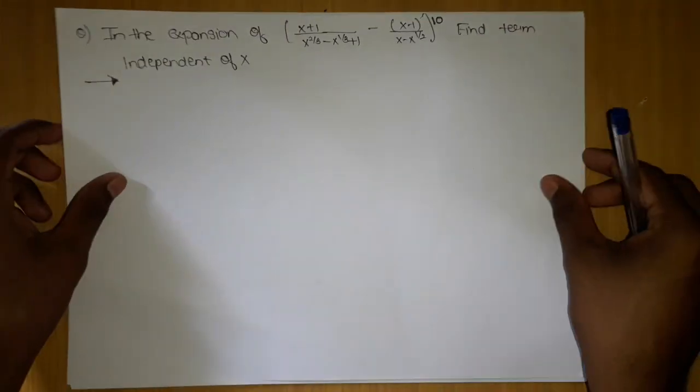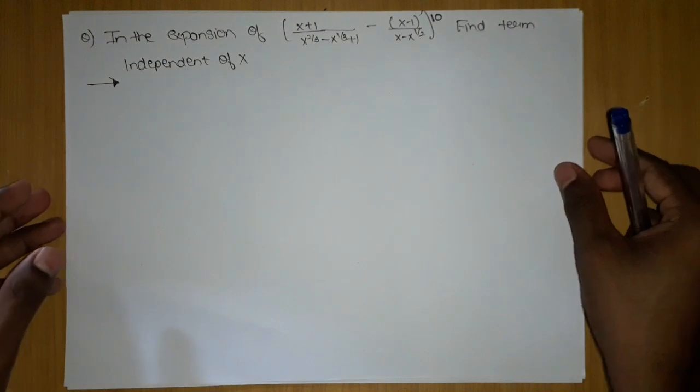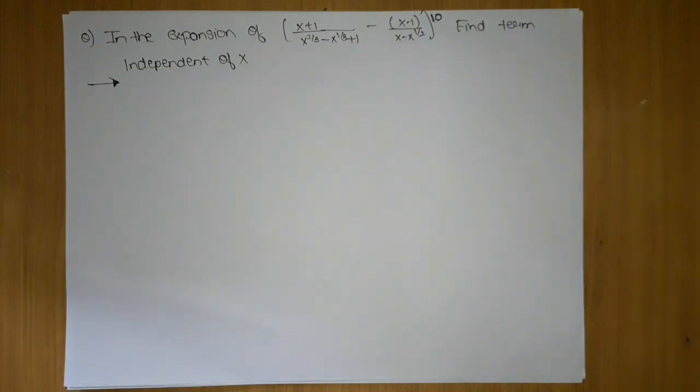So the next question which we are going to do is this. In the expansion of bracket x plus 1 upon x power 2 by 3 minus x power 1 by 3 plus 1 minus x minus 1 the whole upon x minus x power 1 by 2 the whole power 10, find the term independent of x. So we have to find that term where x power 0 is there. Independent of x means x should not be there.